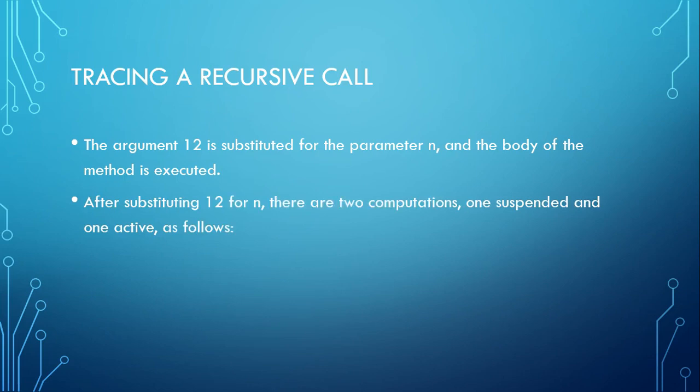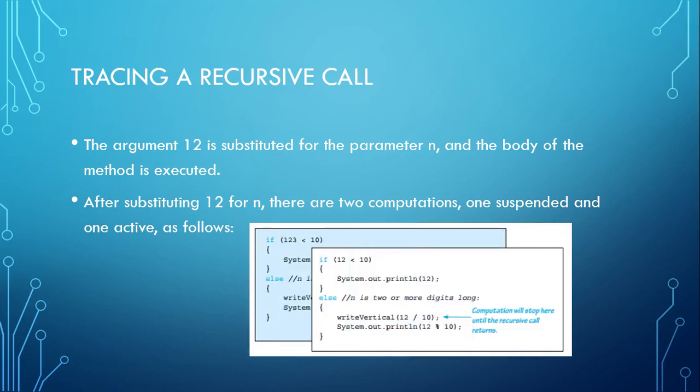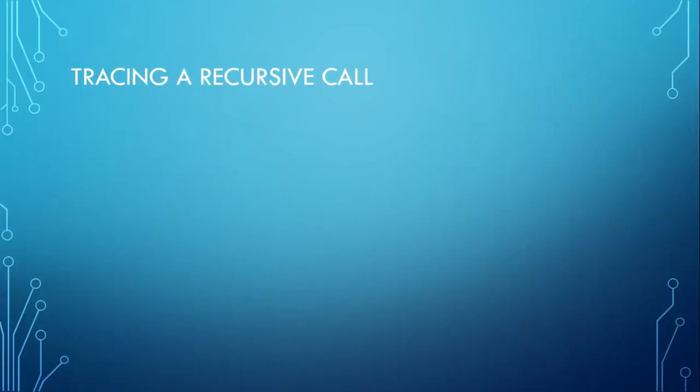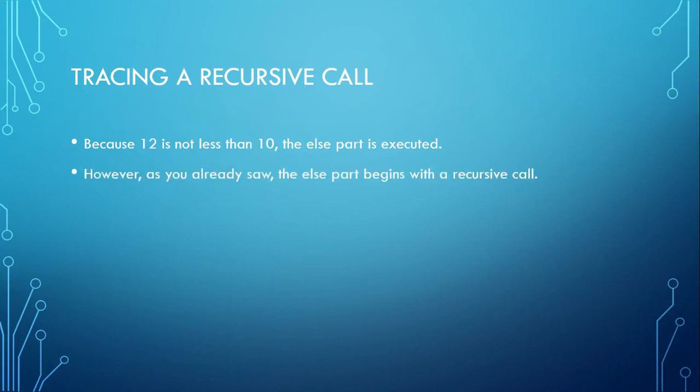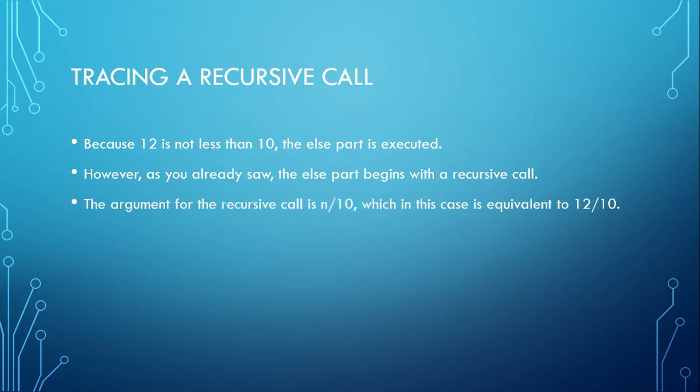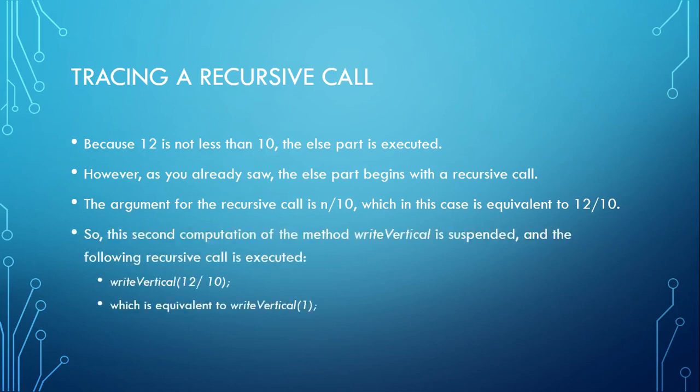After substituting 12 for n, there are two computations, one suspended and one active, as follows. So you can see how this kind of stacks up here, so the computation will stop here until the recursive call returns. Because 12 is not less than 10, the else part is executed, and as we already saw, the else part begins with a recursive call. The argument for the recursive call, of course, is n divided by 10, which in this case is 12 divided by 10. So this second computation of writeVertical is suspended, and the following recursive call is executed: writeVertical(12 divided by 10), which is equivalent to writeVertical(1).